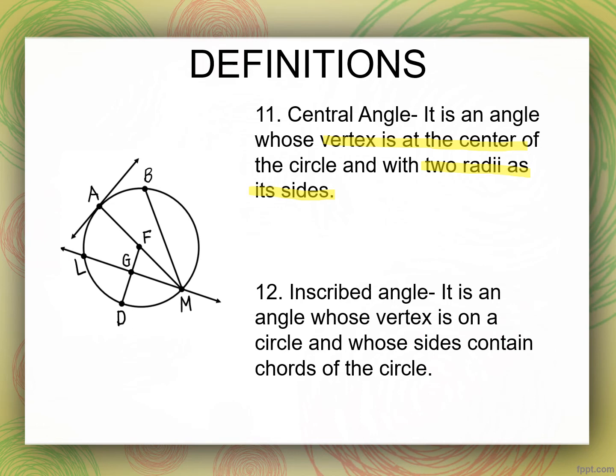Looking here, we can have angle DFM. So the vertex is at F, and then the legs are FD and FM, and they are radii. What are other central angles here? You can also have AFD.